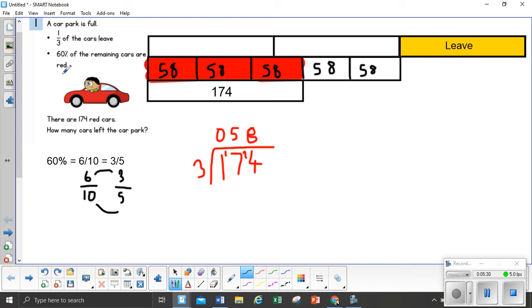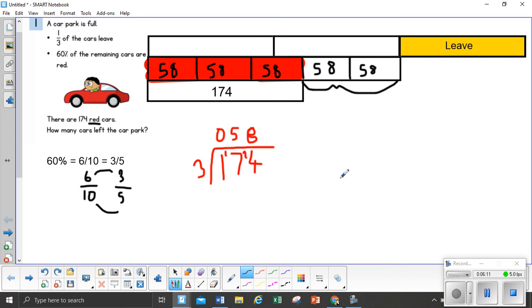Okay, so let's just read the question again. I always find it better to go to the question because you end up working out lots of different bits and you forget what you're actually supposed to be doing. So a car park is full. 1/3 of the cars leave. 60% of the remaining cars are red. That was our 60%. There are 174 red cars, which we had here, and we split that up. And it says how many cars are left in the car park. Well, how many cars are left? We need to add the other 2 remaining fifths.